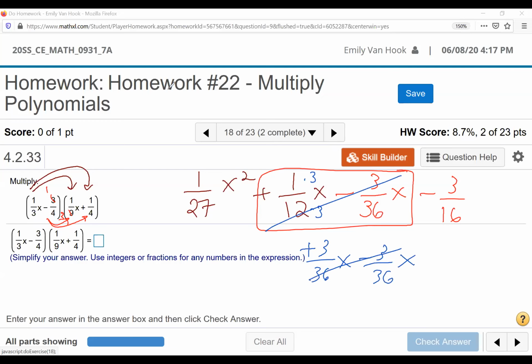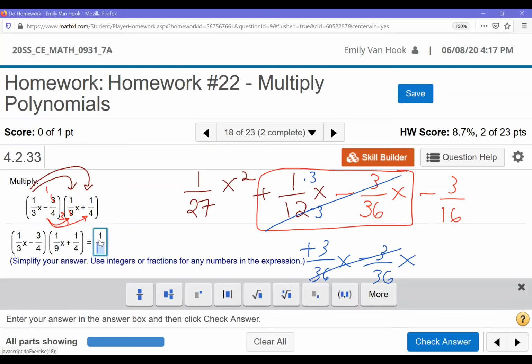So this one is more like the one you saw in the lesson. The final answer would just be 1 over 27 x squared and then minus 3/16. So the middle terms are just gone. All right, so that's that one.